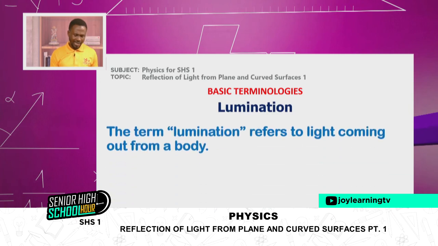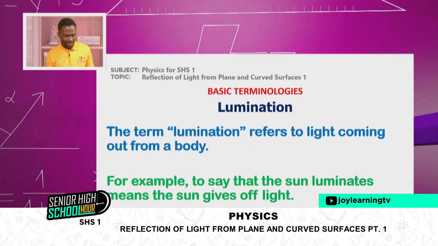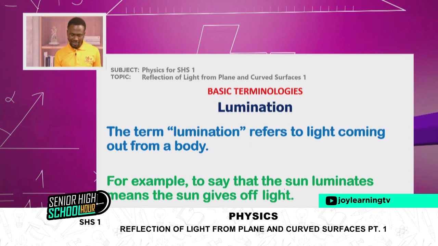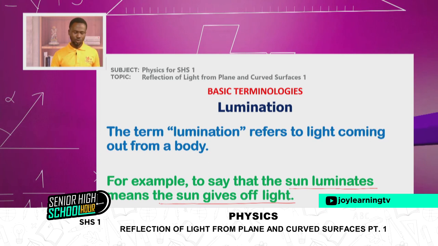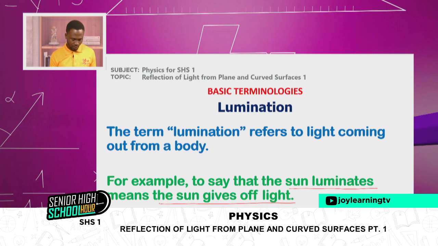Now, the term lumination. When we say lumination, what do we mean? We refer to light coming out from a body. So the body is just there and it's giving off light. We say then there is lumination. For example, to say that the sun illuminates means the sun gives off light. And so we use the term lumination to refer to light coming out from a body.